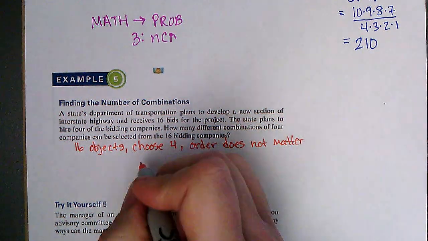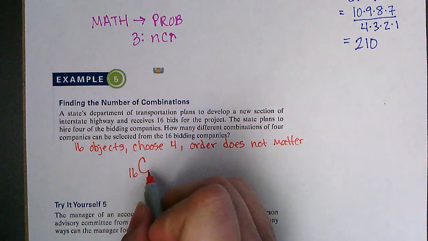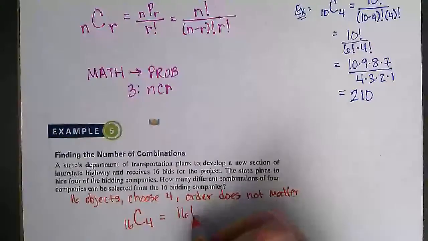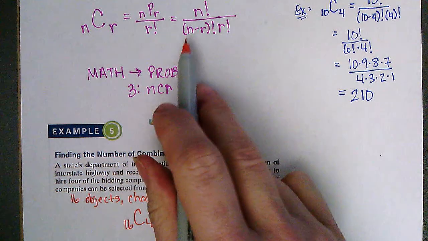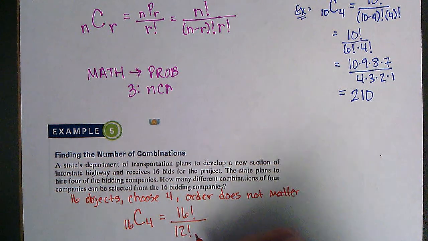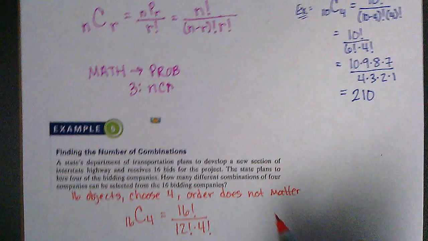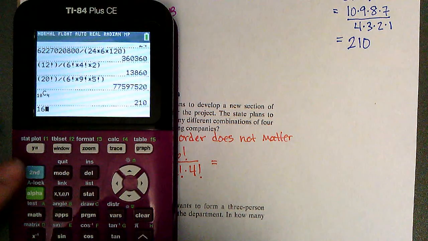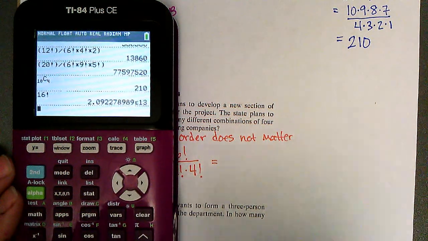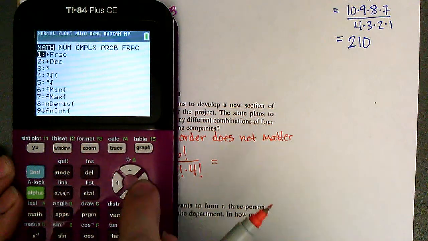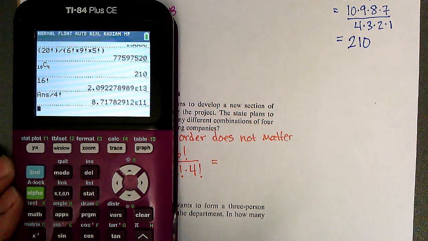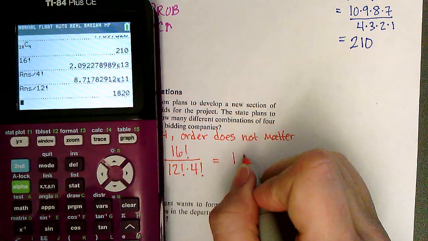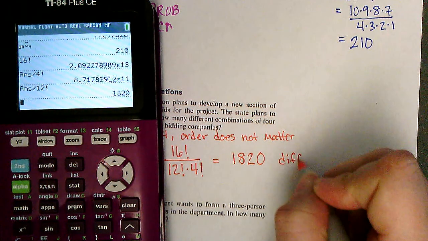which means we're using a combination. So we're going to have a combination. We have 16 objects. We're going to choose 4 of them. So by our formula, we'll take n factorial, so 16 factorial, divided by n minus r, so 16 minus 4, which is 12 factorial, times r factorial, which is 4 factorial. So 16 factorial divided by 12 factorial times 4 factorial. That gives us 1,820 different combinations of contractors.